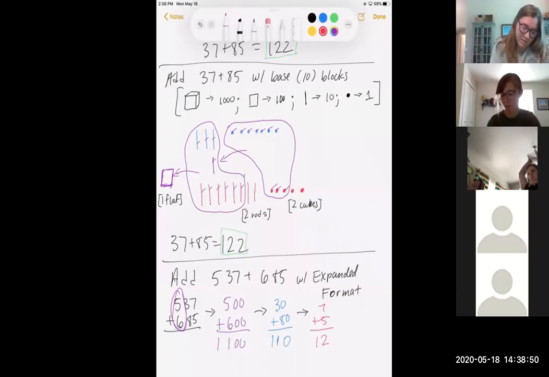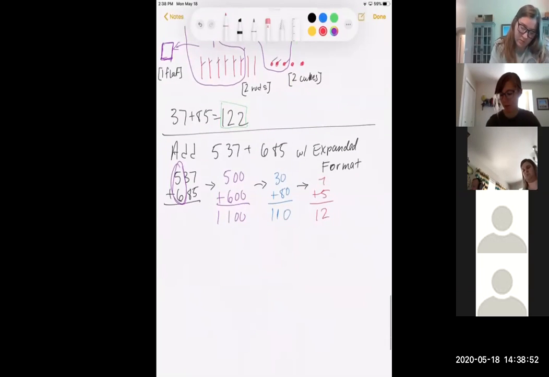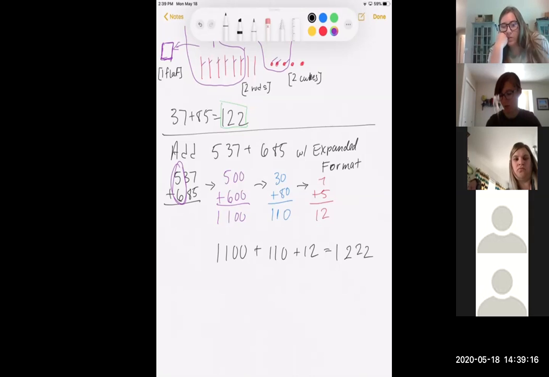That's expanded format. And what I do is that once I've added those together, these are called partial sums. Once I find my partial sums with expanded format, I can add them all together. And so I have 1,222. Wonder how I got all those random numbers. Lots of twos today. Okay, so that's expanded format.